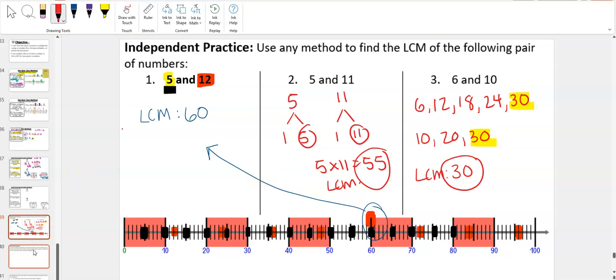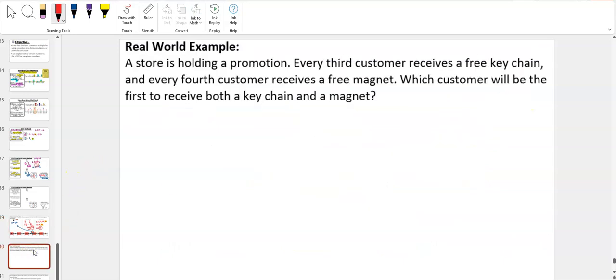Okay. So the next thing that we're going to look at is another word problem. So in this case, a store is holding a promotion. Every third customer receives a free keychain, and every fourth customer receives a free magnet. Which customer will be the first to receive both a keychain and a magnet? So you can almost think in your head, if I'm skip counting and counting every third customer, and I'm skip counting and counting every fourth customer, when the two meet up, that would be the least common multiple.